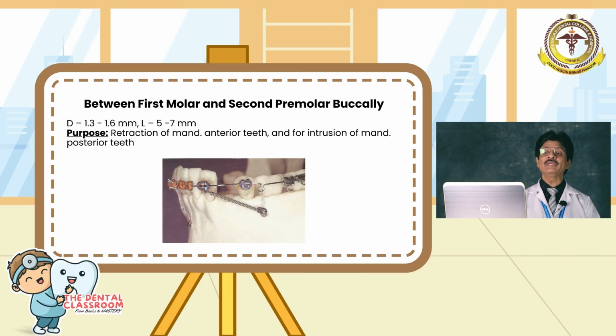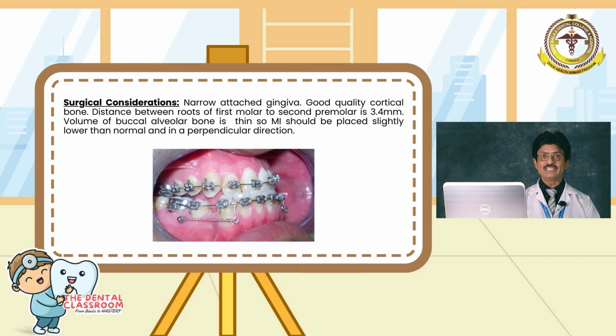It can also be placed between the first molar and the second premolar buccally. A diameter of about 1.3 to 1.6 mm can be used and a length of about 5 to 7 mm. The purpose is to retract the mandibular anterior teeth and for intrusion of mandibular posterior teeth. What are the surgical considerations? There is a narrow attached gingiva here, but there is good quality cortical bone, and the volume of the buccal alveolar bone is thin, so the microimplant should be placed slightly lower than normal and in a perpendicular direction.